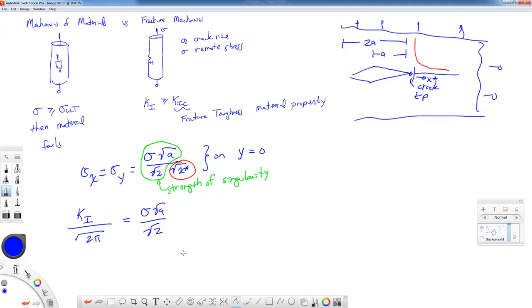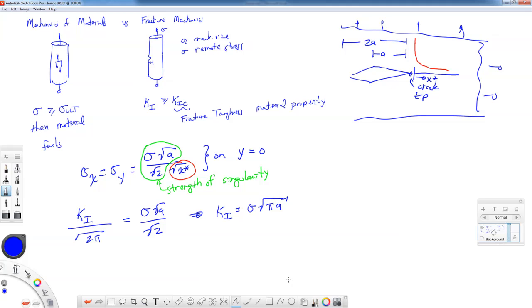And we can do a little bit of simplification to this. You know, the square root of 2's will cancel out. And we have a sigma square root A, and then we have a square root pi that we can bring over here. So K1 for a biaxially loaded cracked plate, and this will also hold for a uniaxially loaded center cracked plate, is going to be sigma times the square root of pi A.